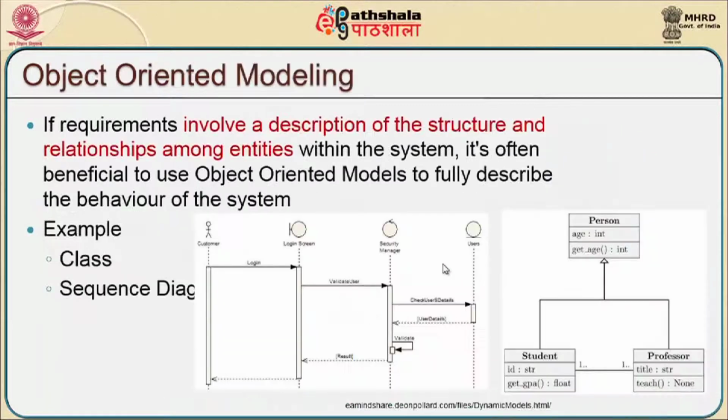I have one other model which is called the object-oriented model, where the requirements involve a description of the structure and relationships among entities within the system. It's often beneficial to use object-oriented models to fully describe the behavior of the system. Why? Because it has its classes, its inheritance, its sequences, all that follows. So the two separate representations that I have shown are a sequence diagram and a class diagram.